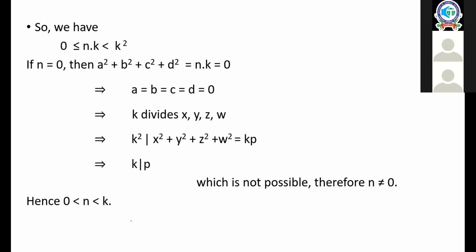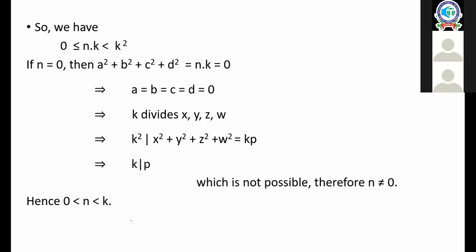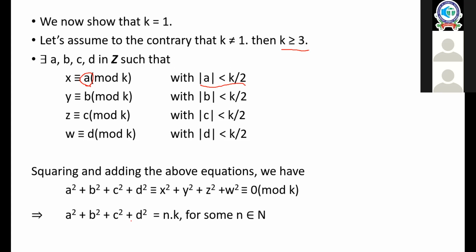Now we want to sort of arrive at a contradiction. Just one second. A square plus b square plus c square plus d square. One minute actually. So we'll go again slowly.